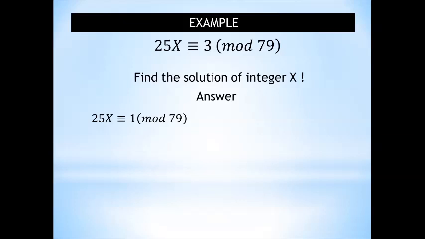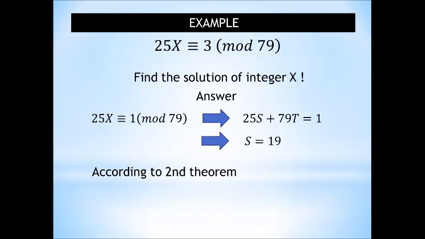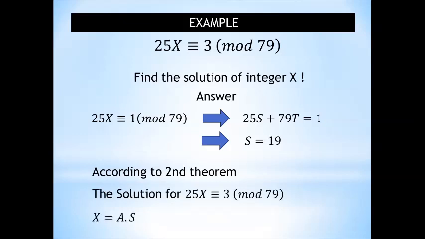Now we start again from the conclusion before. 25x congruent 1 mod 79 gives 25s plus 79t is 1, and we get s equal to 19. So, according to the second theorem, the solution for 25x congruent 3 mod 79 comes from this formula: x equal to a times s. It gives 3 times 19, the result is 57.